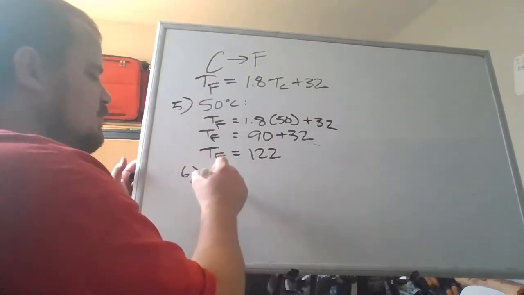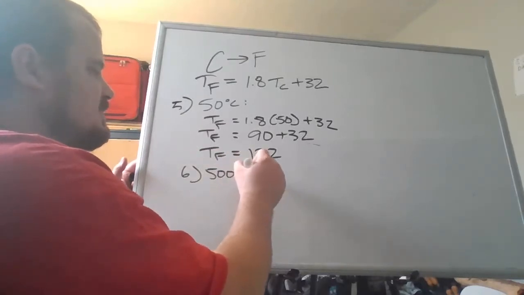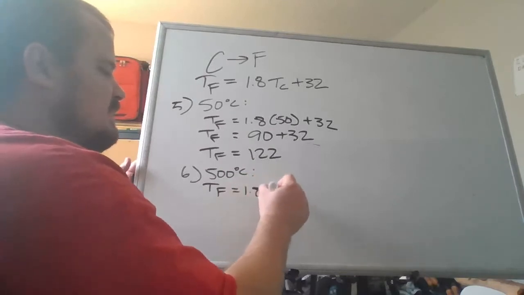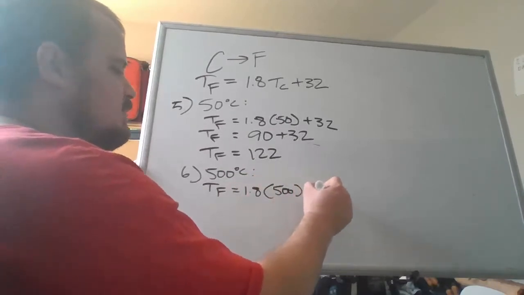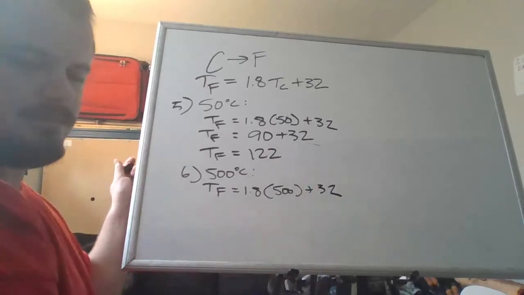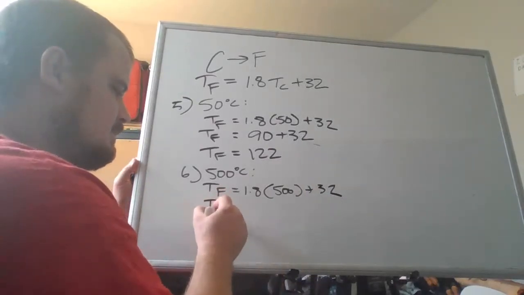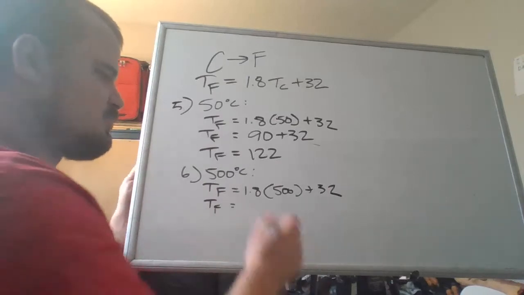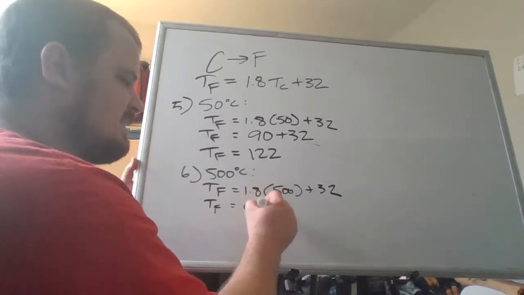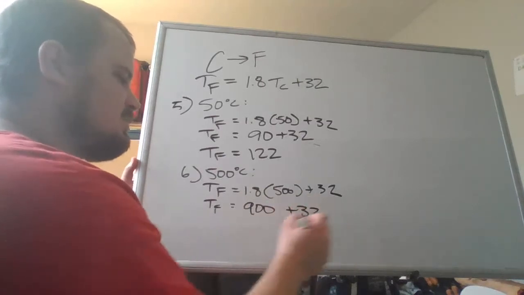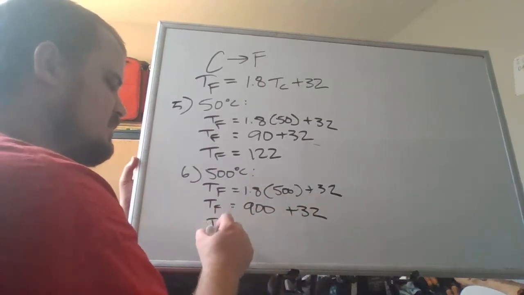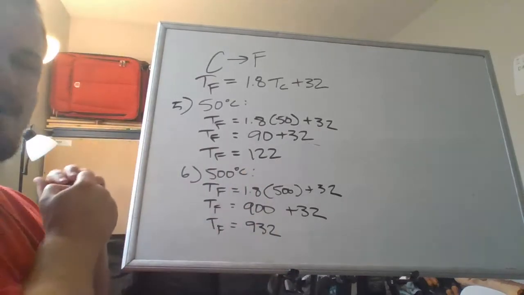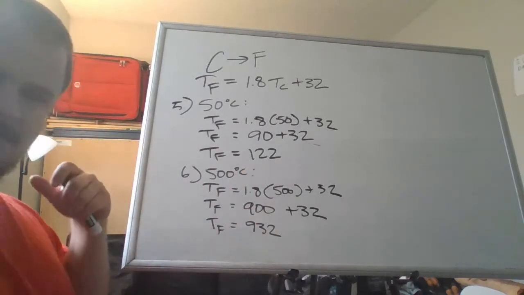And then number 6, we now have 500 degrees Celsius. And so we'll do temperature in Fahrenheit equals 1.8 times 500 plus 32. Okay, so for this one, 1.8 times 500 gives us 900 plus 32. So you add those together, and your temperature in Fahrenheit is 932 degrees. All right, so that's how we do 5 and 6.